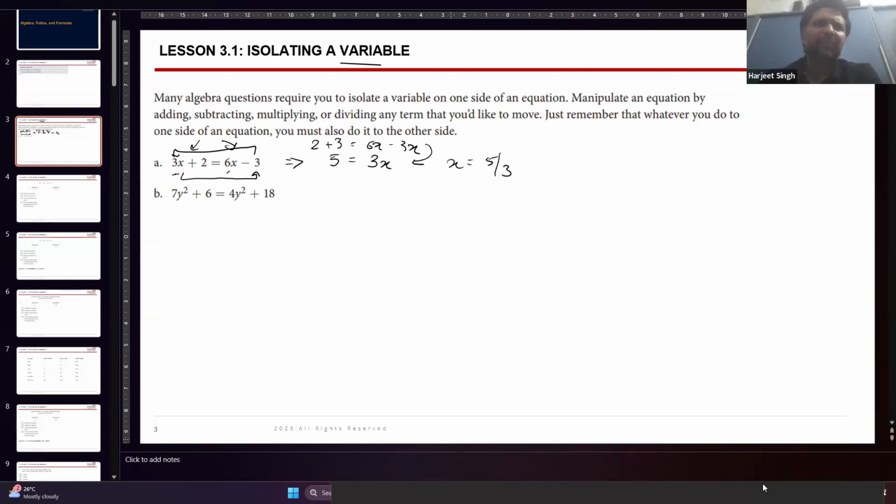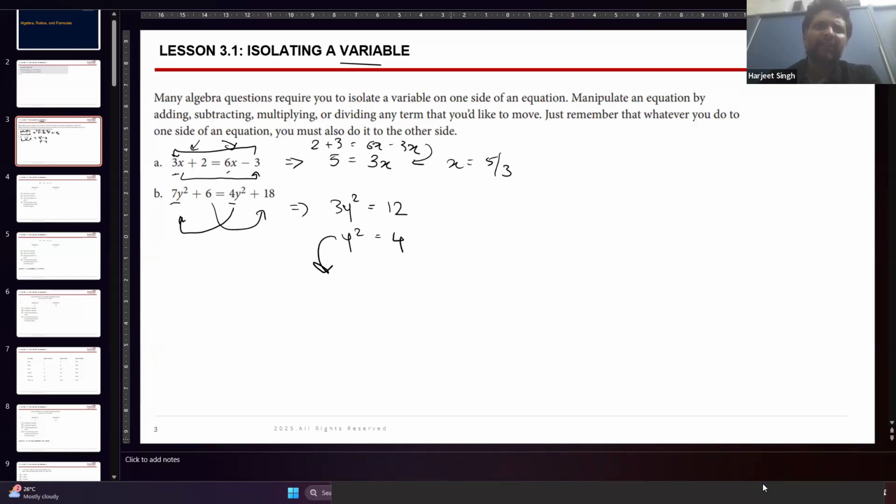Right. In the second example, we observe that the coefficient of the LHS variable is higher, right? So we try to shift this on the LHS and the constant on the RHS. When we do that, it becomes 7 minus 4, so 3y square equal to 18 minus 6, which is 12, and then y square equal to 4.